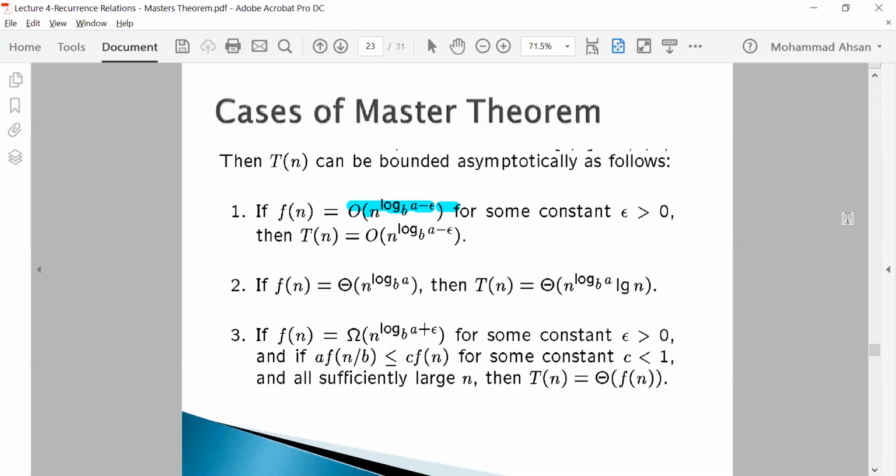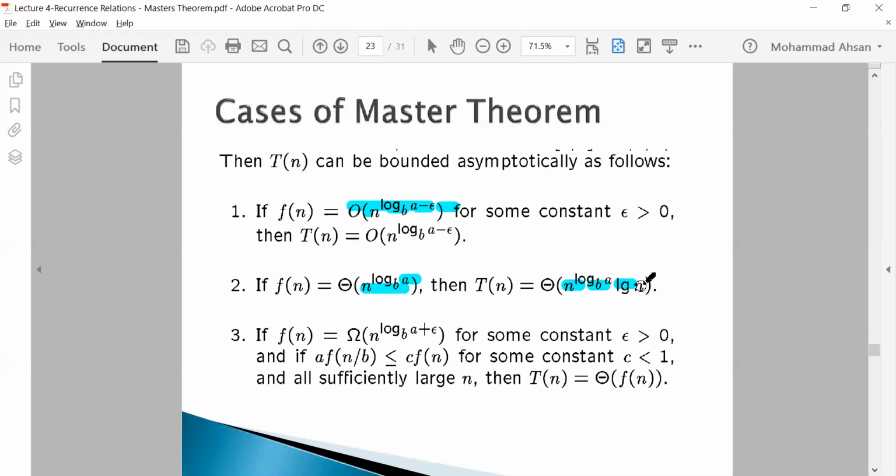So T(n) is, if f(n) is O of this value that you are getting, the highlighted value, that means f(n) grows at a slower rate, that means f(n) is less than or equal to O of this, for some constant epsilon e greater than 0, then your T(n) will also be O of this. And if f(n) is theta of n to the log a to the base b, then T(n) will be equal to this. This is just a simple thing, simply put, and you have to apply this. We'll do some examples so you'll find out.